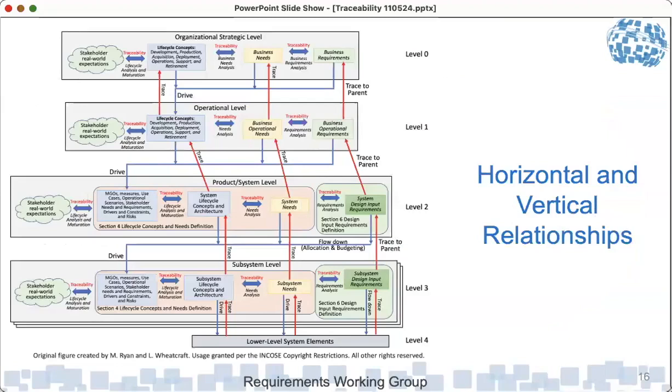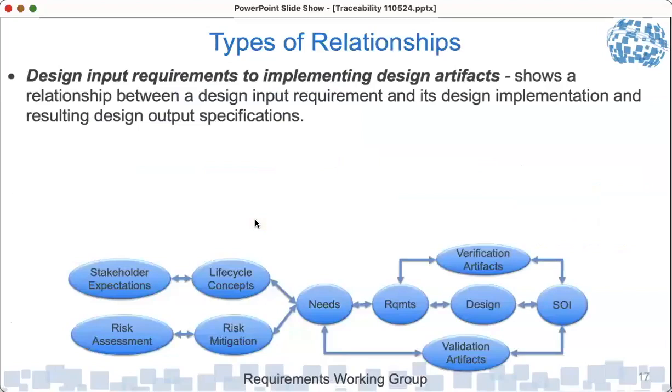So again, we talked about horizontal and vertical relationships in the previous chart. Before, I talked about more of the vertical relationships, but you notice at each level, there's stakeholder real-world expectations, there's lifecycle concepts, needs, and requirements. All of these are linked together horizontally, and then they flow down and drive the next level of activities. And those activities then have stakeholder real-world expectations at that level, lifecycle concepts. So we have horizontal traceability at each of these levels, in addition to the vertical traceability to establish those relationships.